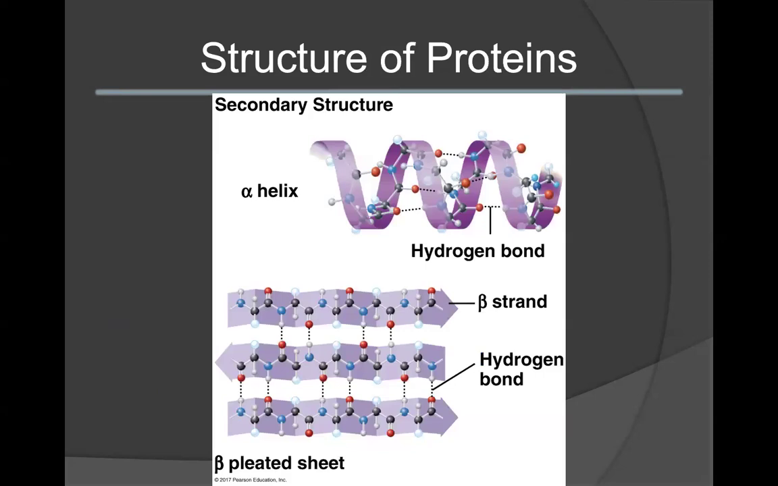This is an example of what that secondary structure would look like, specifically the alpha helix versus the beta pleated sheet. You can see that the dotted lines refer to the hydrogen bonds that are responsible for holding these shapes in place.